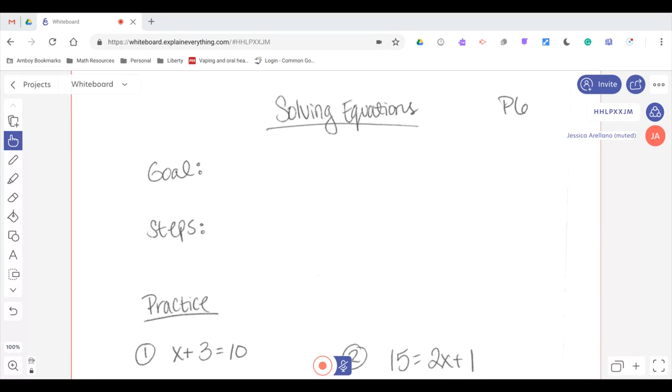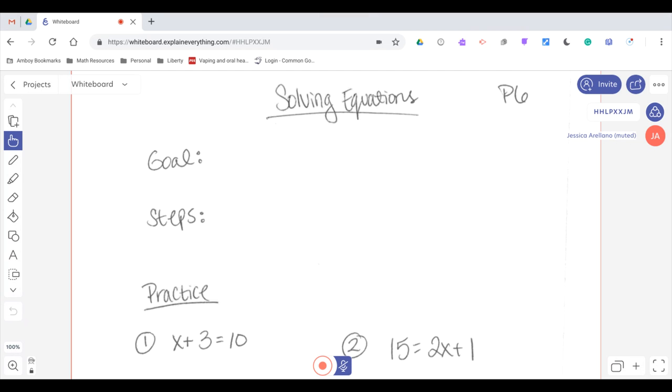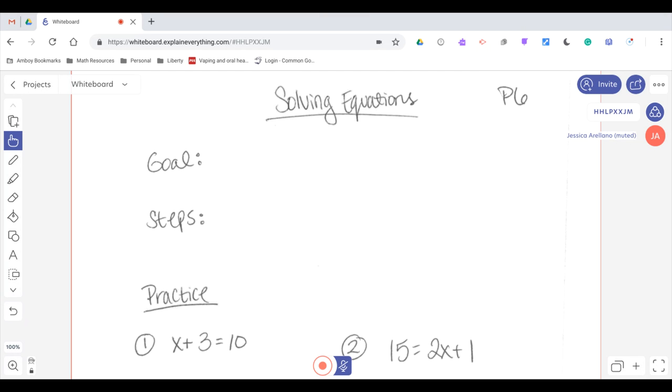Welcome back, Math 2. Today we're going to do a quick review on how to solve equations. We spent a lot of time on this in Math 1, and I just want to make sure we are refreshed and ready to go on exactly how to do that. Okay? So remember, our goal when we solve an equation is to get the variable alone.